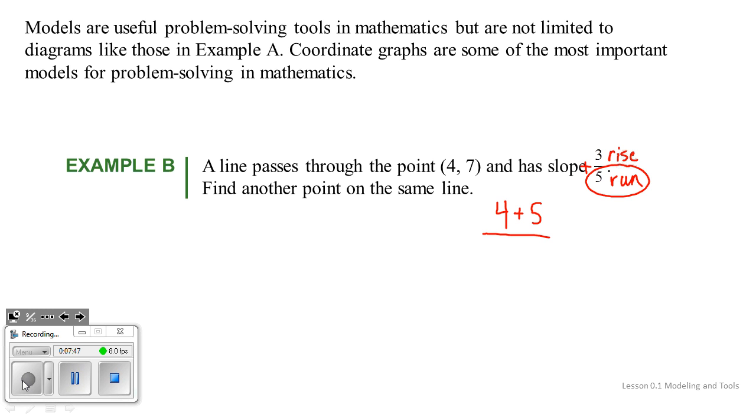And I'm not going to underline that. So that's going to be my x value. My x value is 9. And my rise is 3. My y value is 7. 7 plus 3, and that's going to give me 10. So again, this is x and y. So I could say a new point is 9, 10.